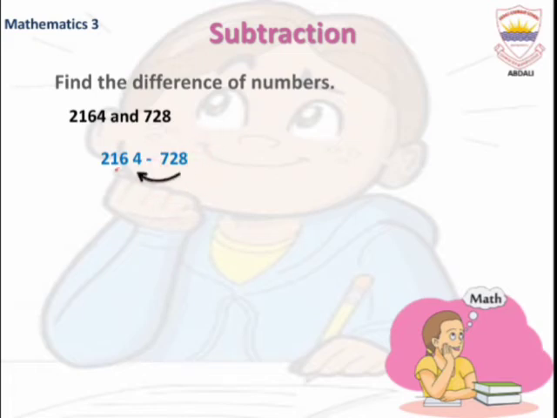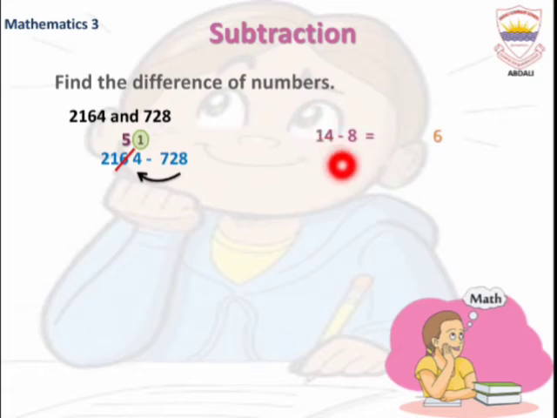Student, at ones place in the first number 4 is right, and in the second number 8 is right. 4 is smaller, so we borrow 1 from tens place. When we borrow 1 from tens place, it's 14 at ones place. Now we subtract 8 from 14, we get 6.